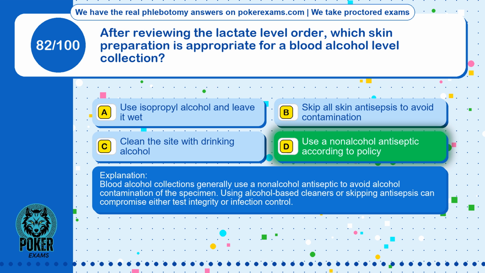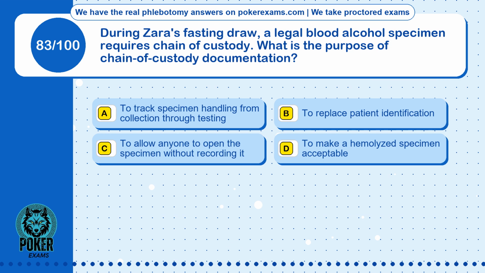Question 83. During Zara's fasting draw, a legal blood alcohol specimen requires chain of custody. What is the purpose of chain of custody documentation? Option A. To track specimen handling from collection through testing. Option B. To replace patient identification. Option C. To allow anyone to open the specimen without recording it. Option D. To make a hemolyzed specimen acceptable.